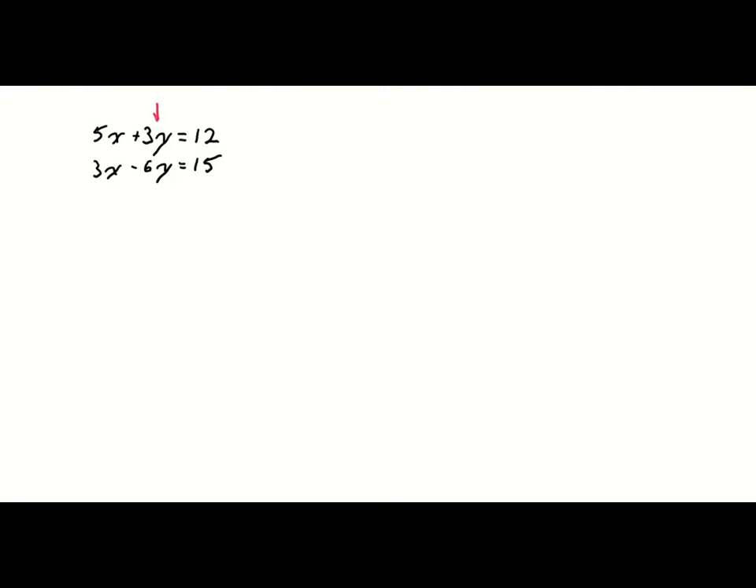So the y's look like they will be easier to find that least common multiple for. Again, that's just making it easier. Either of them will actually work. So the least common multiple of 3 and 6 is 6.